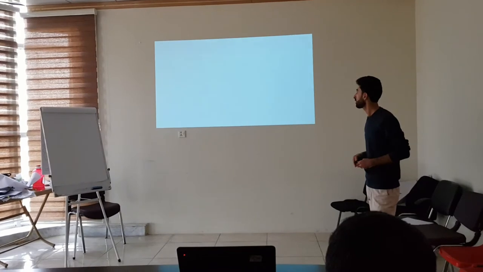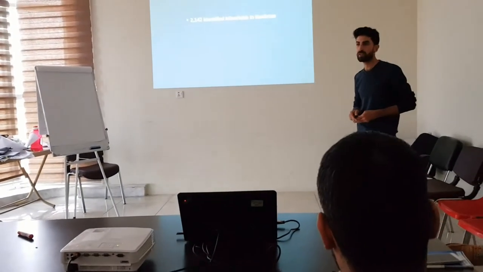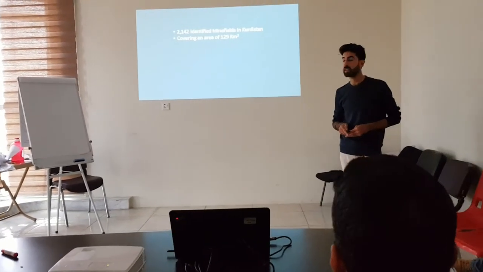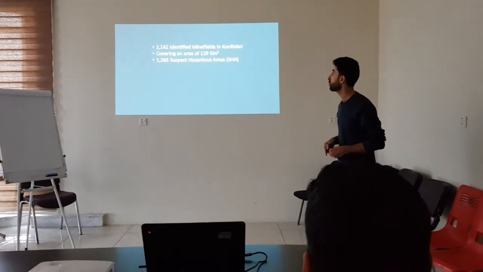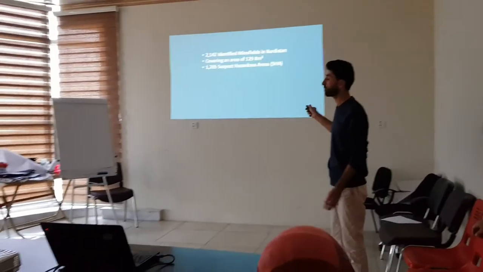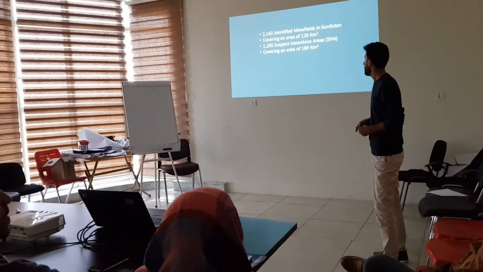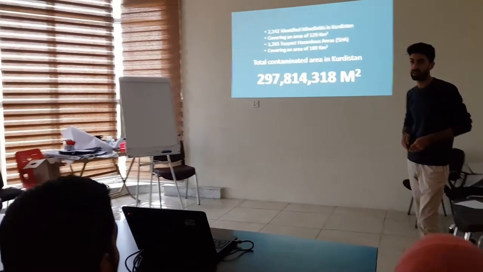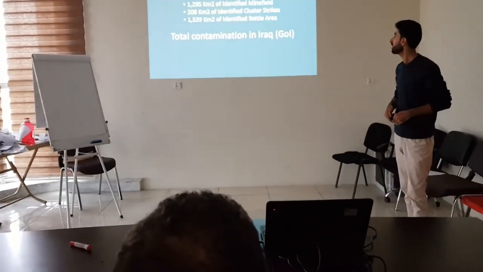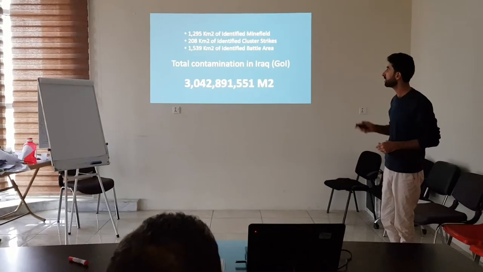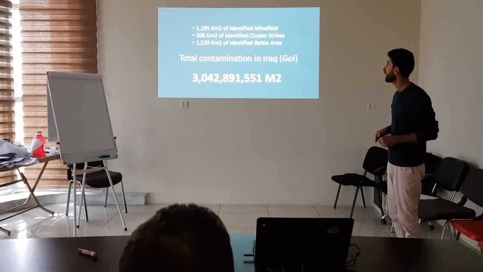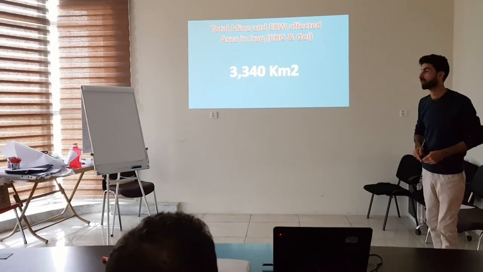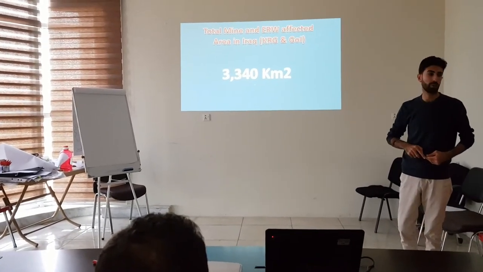What does that mean in numbers? 2,142 minefields have been identified in Kurdistan, covering an area of 129 square kilometers, and 1,265 suspected areas, where it's suspected there is a mine, covering an area of 169 square kilometers. Total contamination in Kurdistan is a large number, and in Iraq there are 1,295 square kilometers of minefield and 208 square kilometers of identified cluster strike. The total number is 3,340, which covers a large area, preventing people from doing their jobs or going into that area.